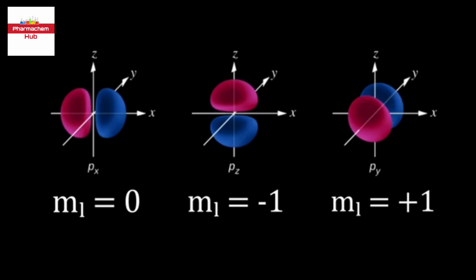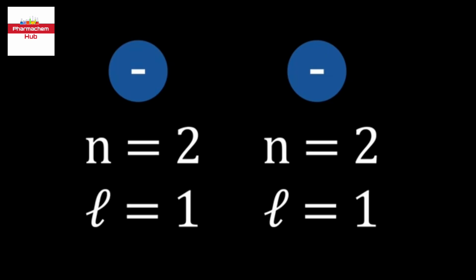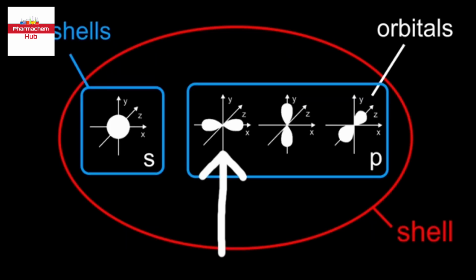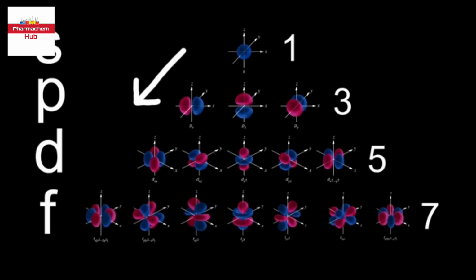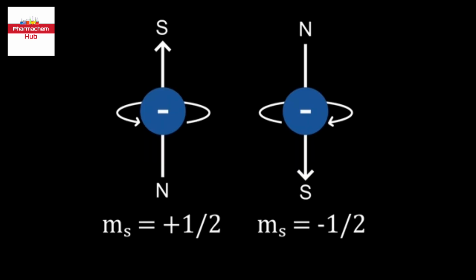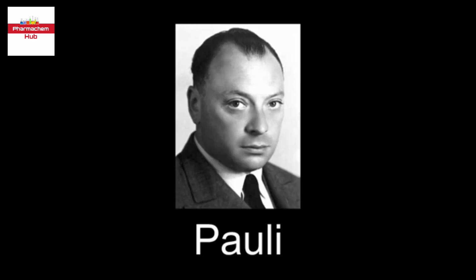L describes the shape, and ml the orientation of orbitals in a subshell. There are 4 subshells called s, p, d, and f. If electrons have the same l, they're in the same subshell. If electrons have the same n, l, and ml, they are in the same orbital. Also, the number of orbitals increases by 2 for every bigger subshell, starting at just 1 for s. The last quantum number describes an intrinsic property of electrons called spin, which can have 2 values.